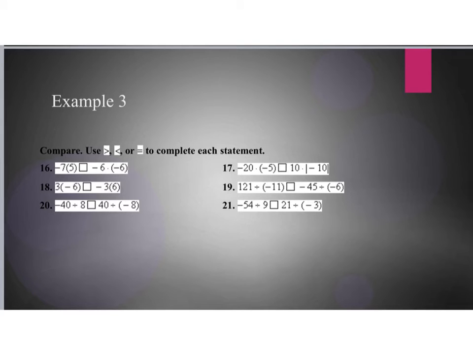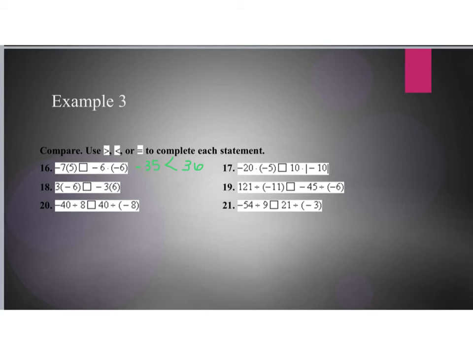Okay, now that you have your answers done, let's go ahead and see if you were right. So for number 16, I have negative 7 times 5, so that would give me a negative 35. And on the other side, I have negative 6 times a negative 6, which will give me a positive 36. So here for number 16, I can see that I need to have the less than symbol.